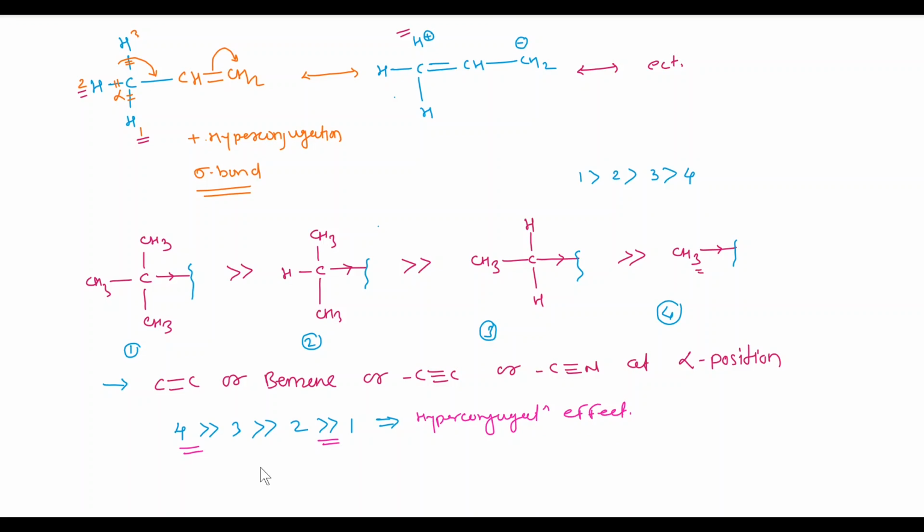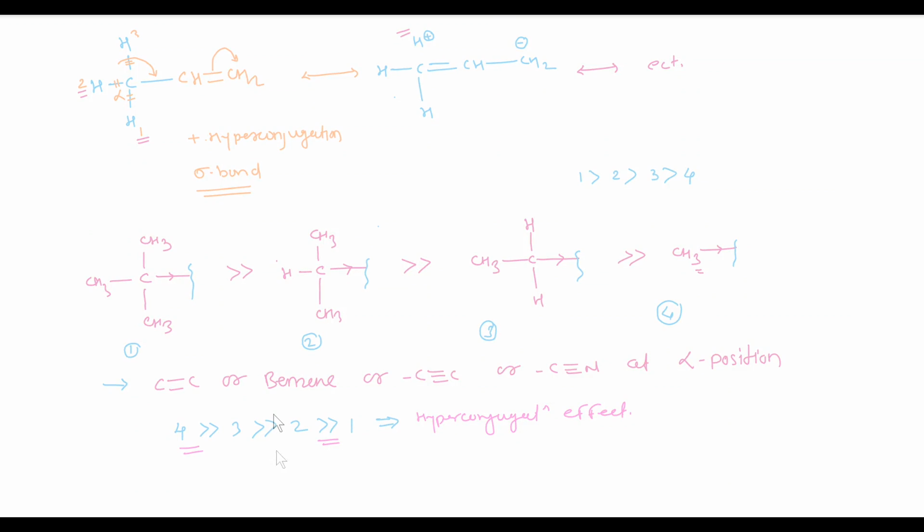Sometimes this hyperconjugation effect is also called the electron donating resonance effect, but it involves the sigma electrons from the alpha carbon-hydrogen bond. In short, it is called the electron donating resonance effect via the sigma bond from the alpha carbon-hydrogen bond. This is all about hyperconjugation. The second structural effect is the electromeric effect.